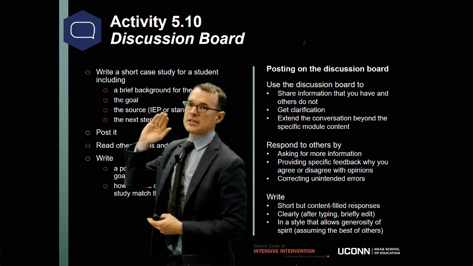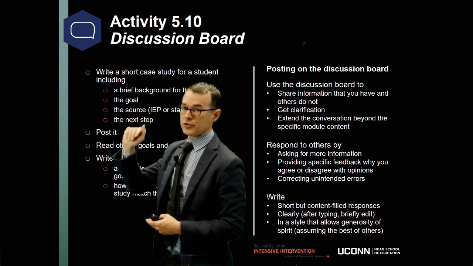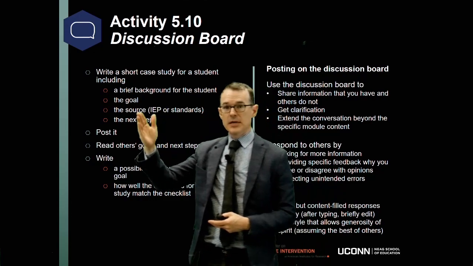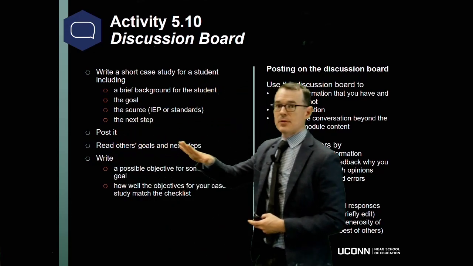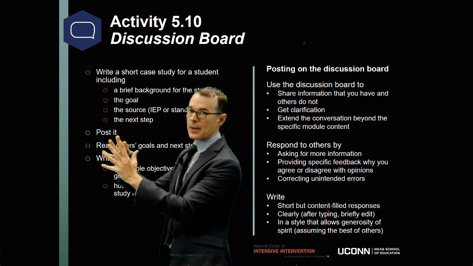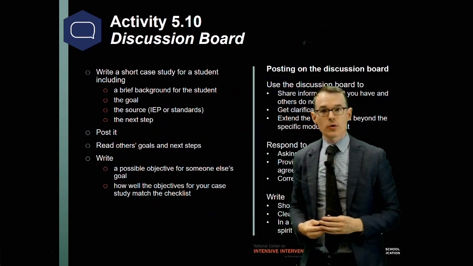What you want to do is describe the goal, the larger goal for the student, the source for the goal that you have is from an IEP, from standards, and then the next step in the learning process. So you don't have to write what the objective is, but you need to give people the topic, what would be the next step toward learning the goal.